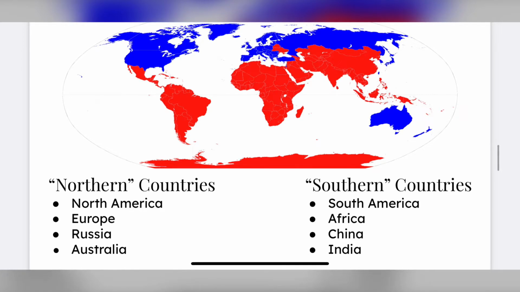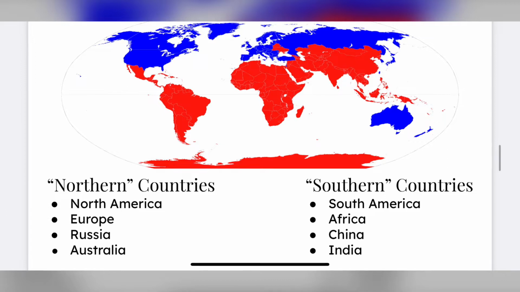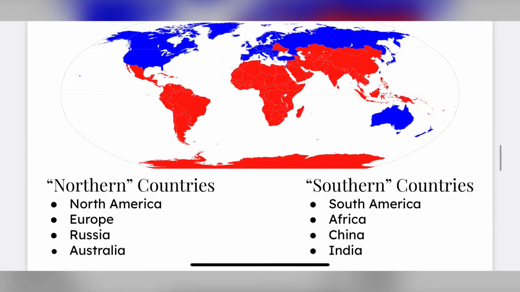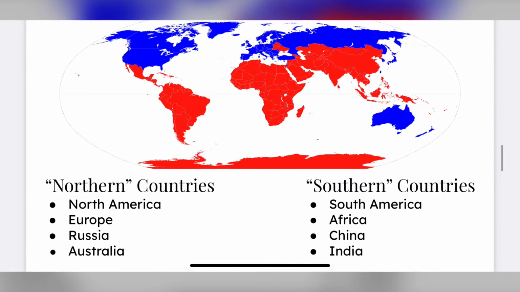Vice versa, the countries in red are a part of the global south. These countries include South America, Africa, China, and India. Countries such as China and India are still a part of the global south because they have areas that are not fully industrialized. Another thing that is common within the countries in the global south is a small middle class.